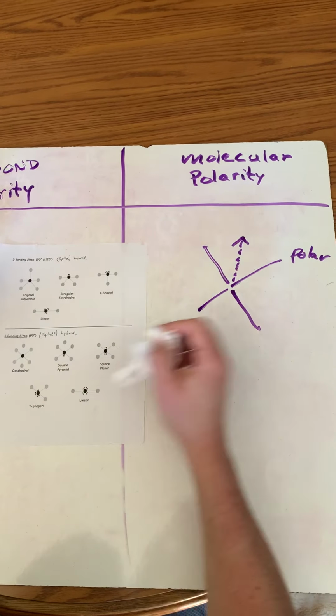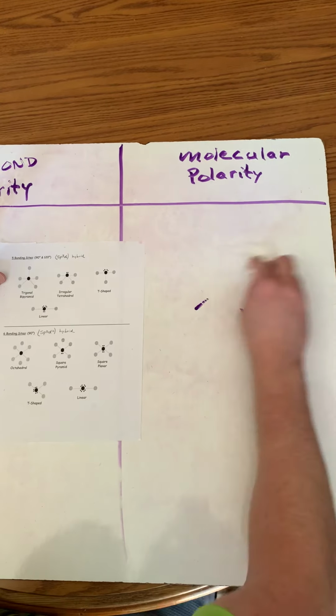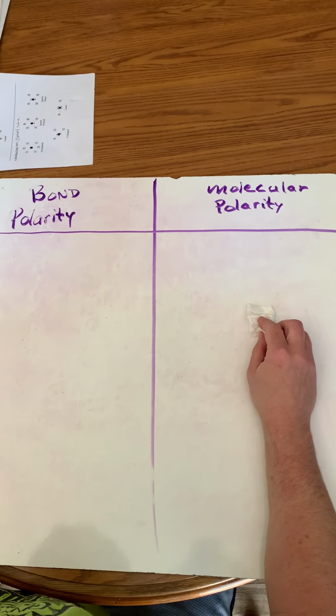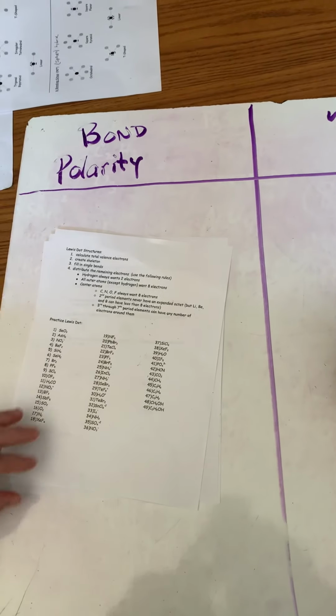Now I'm going to show you a couple examples, and then I'm going to get out of here. So I'm going to go back to this sheet, which we did, I don't know, maybe a couple weeks ago. I'm just going to pick a couple.